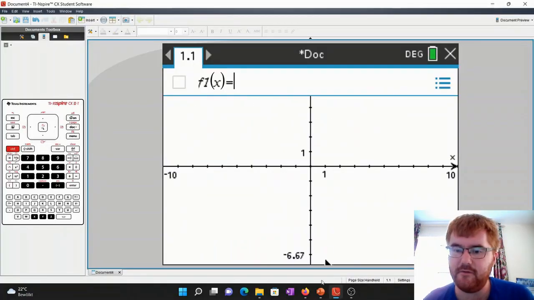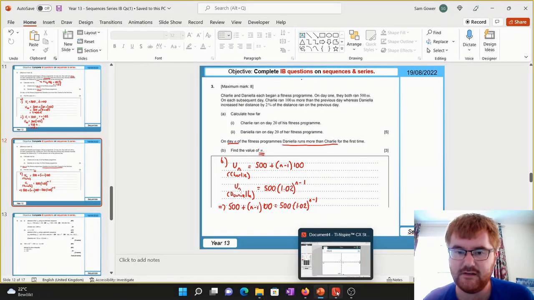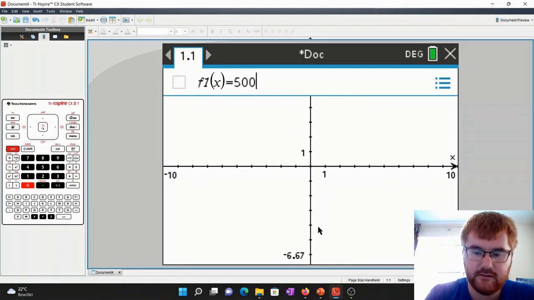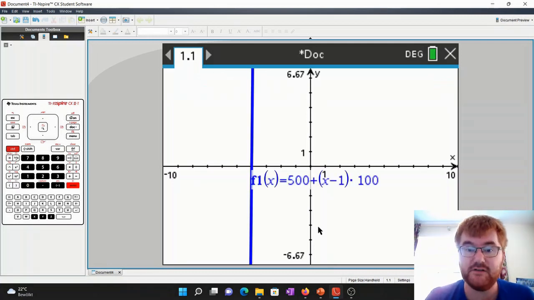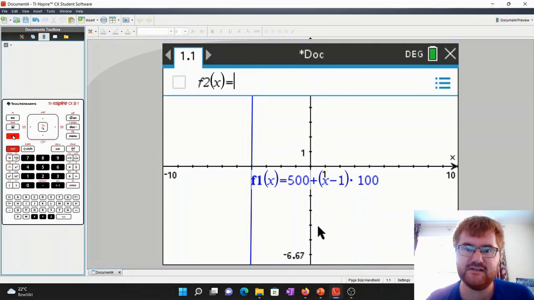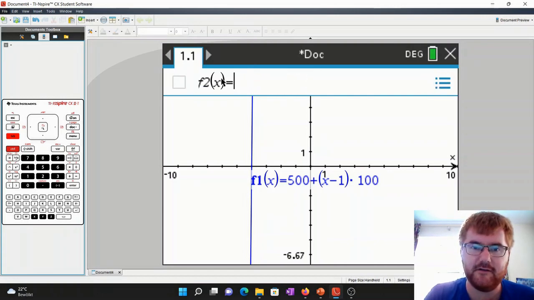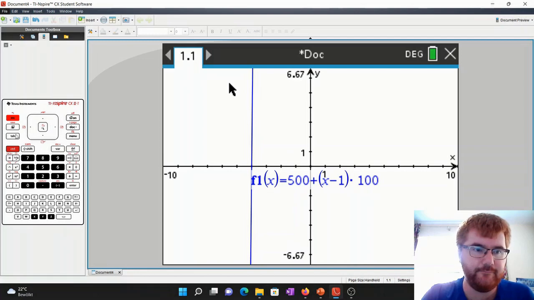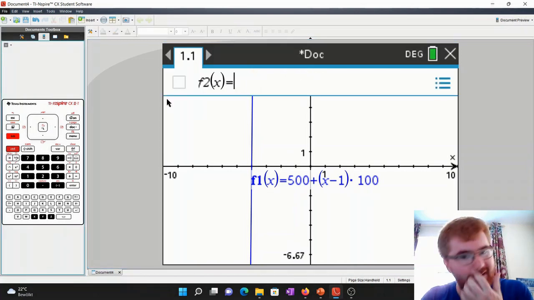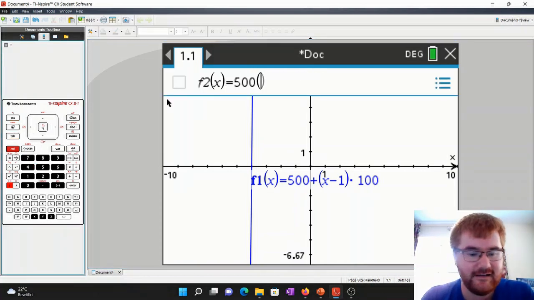Okay, so we're going to type both in just like we did before. So we've got 500 plus, again, we have to make sure we use x, otherwise the calculator gets a bit confused. So we type in the first thing. Again, don't worry about the scale in the slightest at this point. If we press the tab button, then we can type in our second function. Okay, let's try again. There we are. So we get 500 times 1.02. Interesting software sometimes.